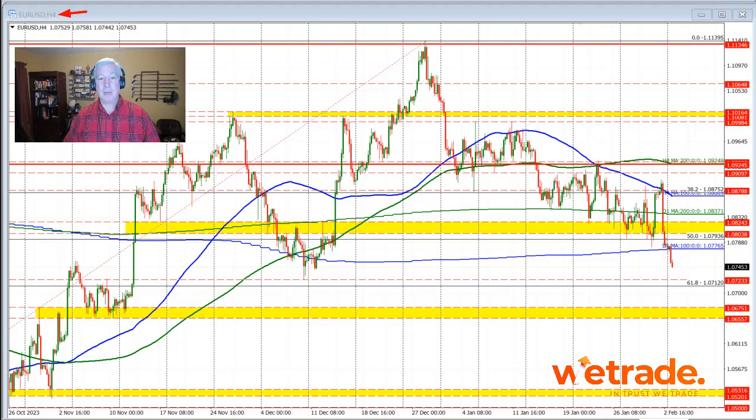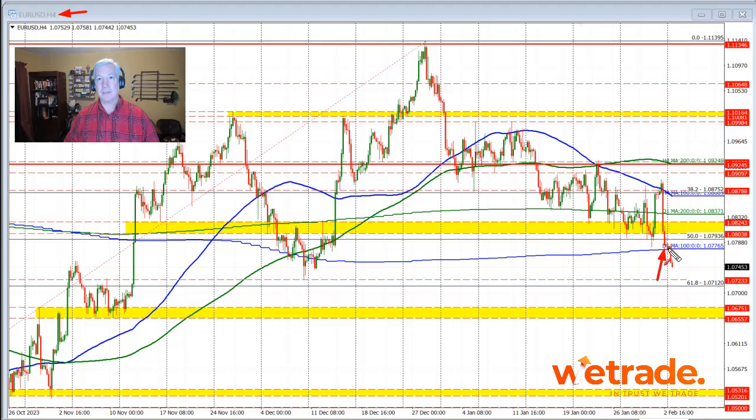Recall from Friday, we had much stronger than expected US jobs reports, and we're seeing yields move higher in the US today, and that is helping to push the dollar even higher. On Friday, we came down and tested the 100-day moving average. That's the blue line in this chart. But we did hold support against that level into the close.